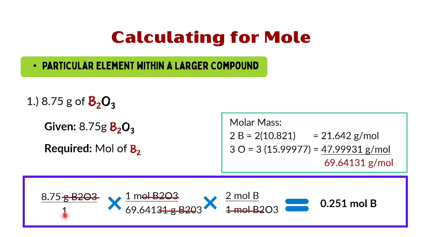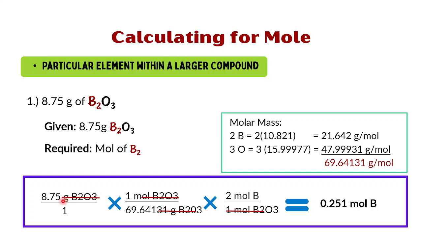Now, I did this in order to make this value in fraction form, so that it will not be confusing. But anyway, it is also fine, class, without this 1, so the whole number remains, like 8.75 grams times 1 mole of boron trioxide over 69.64131 grams of B2O3. So why is it written like this?